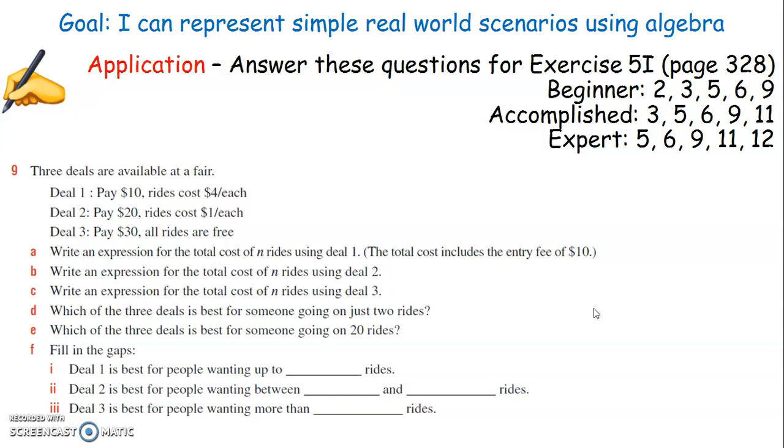In this video, we are going through question 9. It's a bit of a big question. So the question says that there are 3 deals available at a fair.